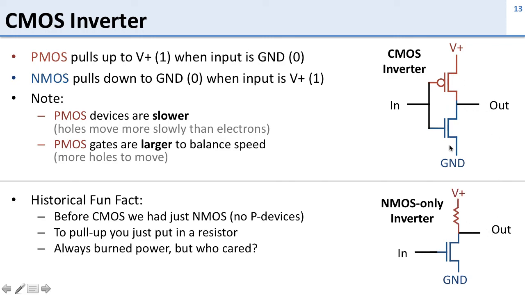If you look at the complementary one, when this gate is on, this one is off, so we don't have electricity flowing all the way through. And vice versa, when this one is on, this one is off, so we don't have electricity flowing all the way through. So back when we were using NMOS, power was much less of a concern, so people really didn't worry about this.